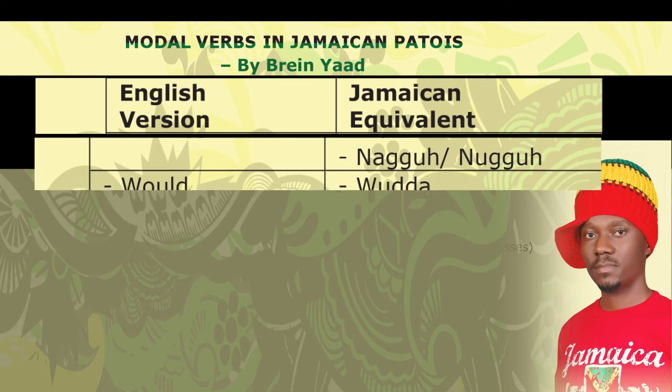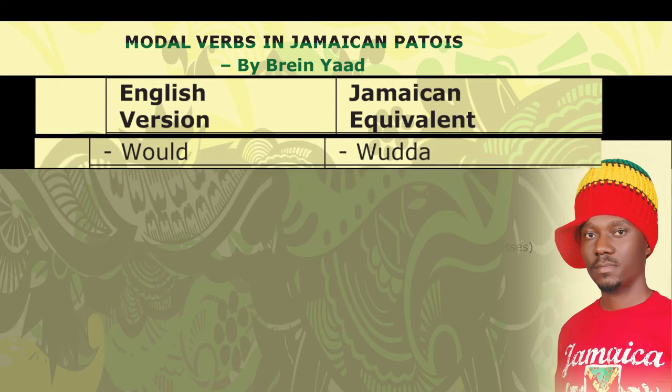Okay. Modal verb would. How do you say would? You simply say woulda. She would have forward. She would come. And then wouldn't, won't. She wouldn't do that.